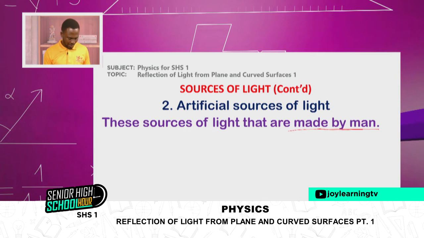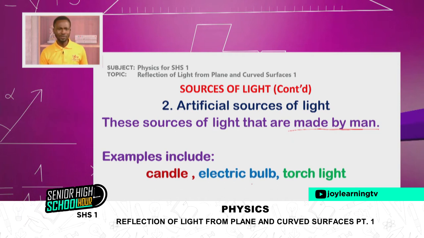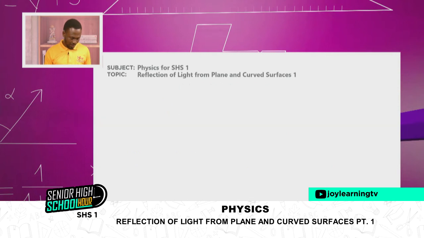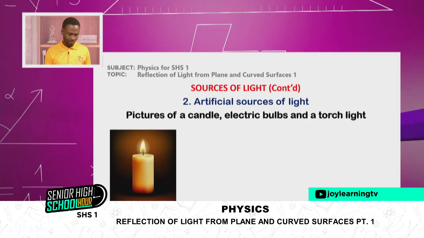So, can we get some examples of artificial sources of light? Yes, we can. And I'm sure you have numerous of them that you can share with your friends. Okay, so let's look at that. Examples include, one, candle. I'm sure most of you have seen a candle before. So candle, electric bulb, torchlight, all these are made by man and they are able to give us light. So we say they are artificial sources of light. We can look at a candle. That's a candle. A very beautiful one. Glowing like that, giving us light.